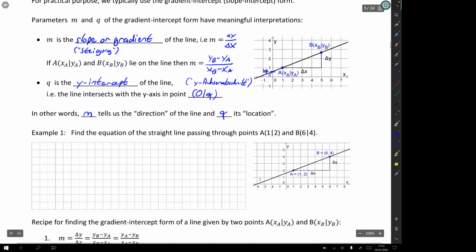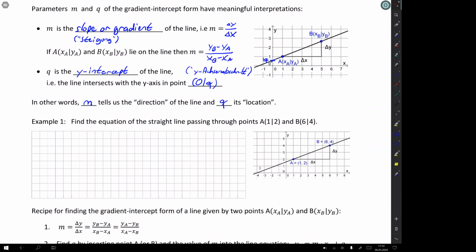Let's look at an example to understand this better. We are given the two points A and B here, (1, 2) and (6, 4), and we're now looking for the straight line passing through these two points, for its equation in gradient intercept form. So what we're looking for, the line L has the form y equals mx plus q.